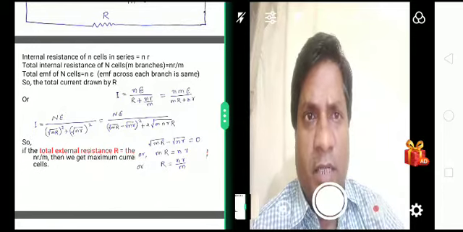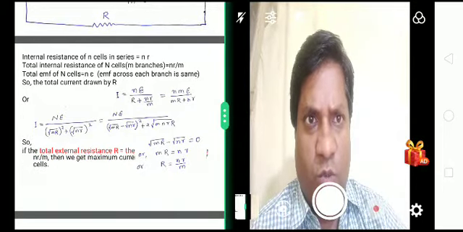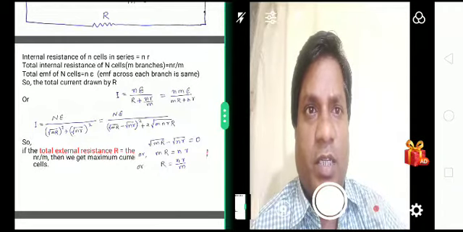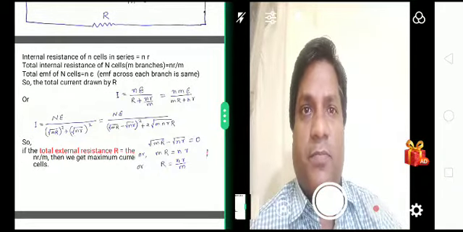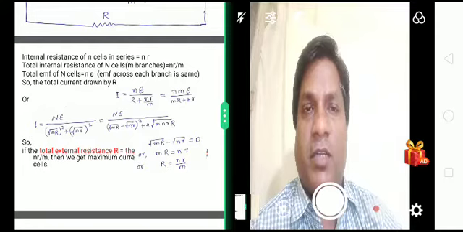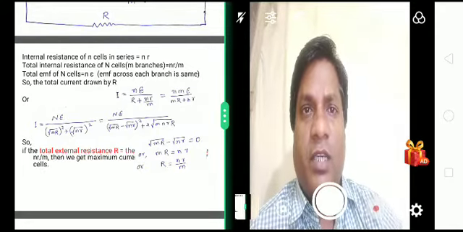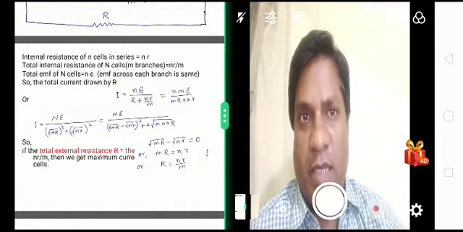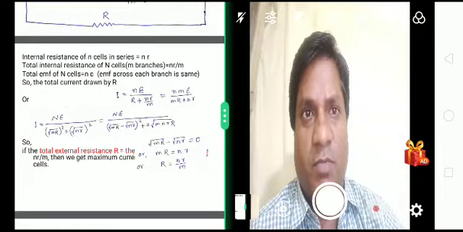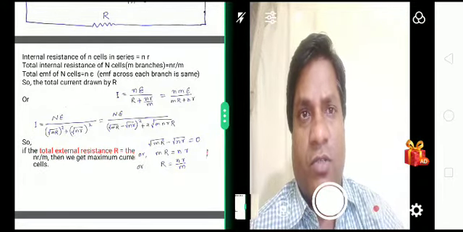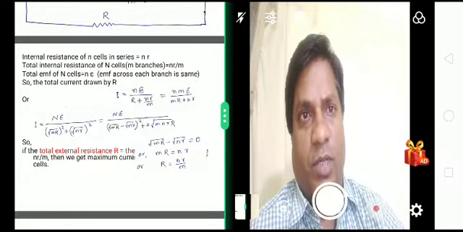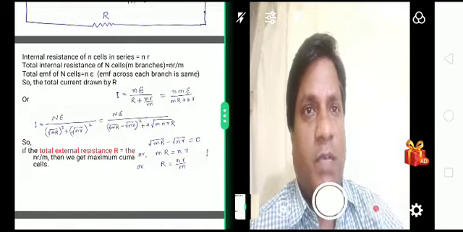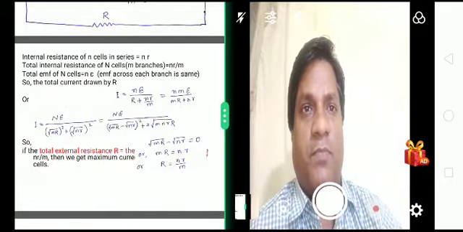Now, why I have split it like this is to find the mathematical expression between capital R and small r in order to get maximum current. See here, I have used the formula (a minus b) whole square is equal to a square plus b square minus 2ab. So a square plus b square equals (a minus b) whole square plus 2ab.